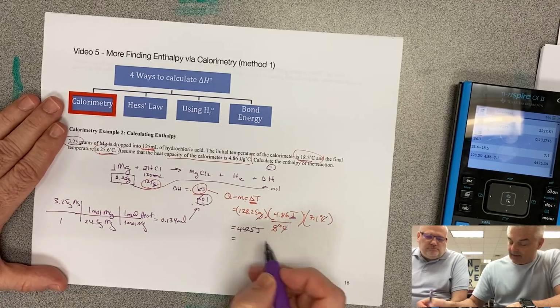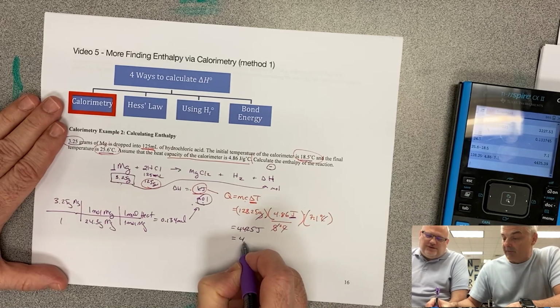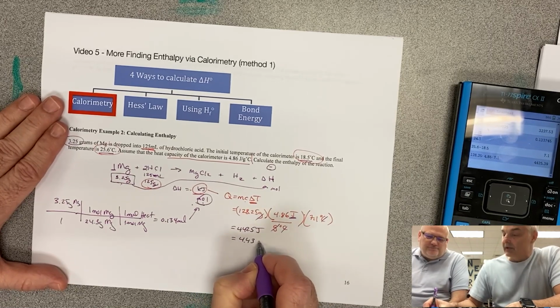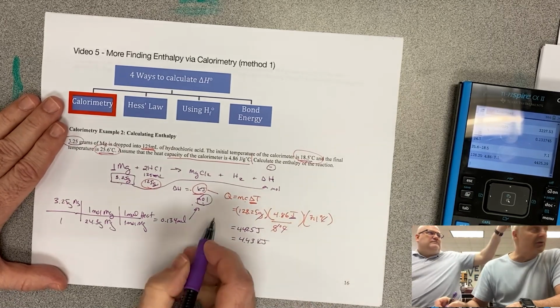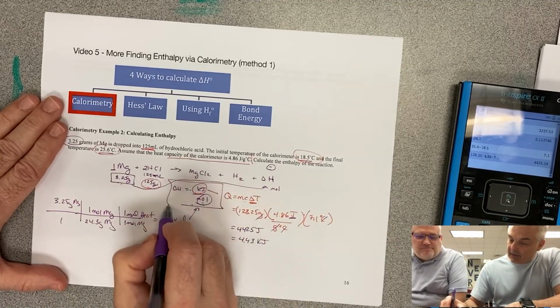So if you do the math, I'm not going to do too much detail. Divide by 1,000 because there's 1,000 joules in a kilojoule. That'd be 4.43 kilojoules. I'm going to round that. So if I'm trying to find the delta H, now I just plug this into my equation.